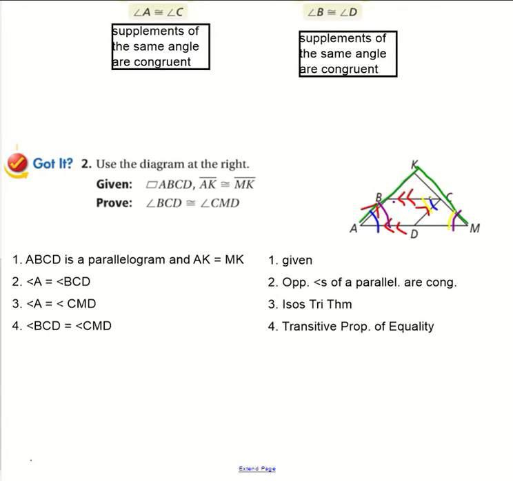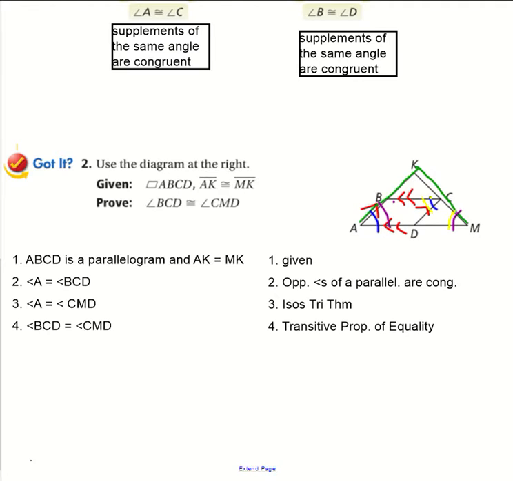Alright, here's my proof. I know that ABCD is a parallelogram and AK is congruent to MK. That was given to me. Angle A, I can't do all those fun symbols, so it looks a little funny, but angle A should be congruent to angle BCD. That's by opposite angles of a parallelogram are congruent. I notated that with the blue lines in there. Angle A is congruent to angle CMD.